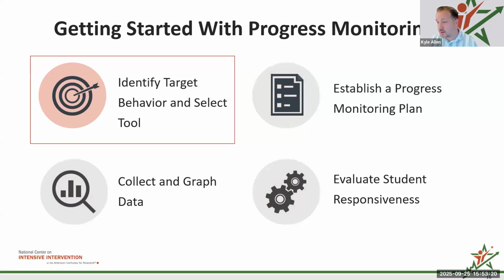So the first thing that we're going to talk about here is just identifying the target behavior and also selecting an appropriate tool and what goes along with that, right? So things to consider when we think about we need to progress monitor this specific target behavior, what type of tool should we select? Okay, so we'll walk through this and kind of break that down.